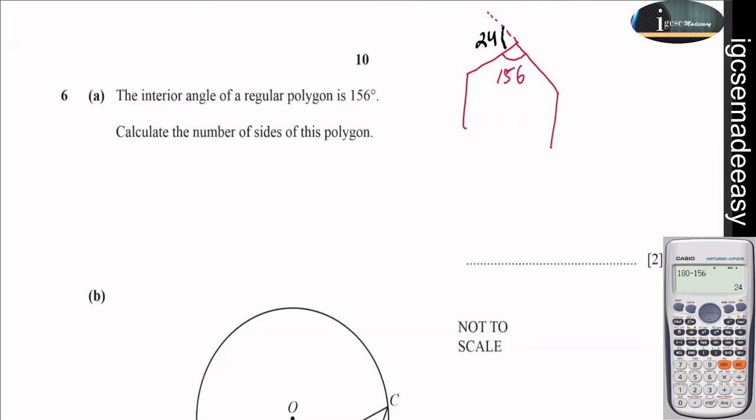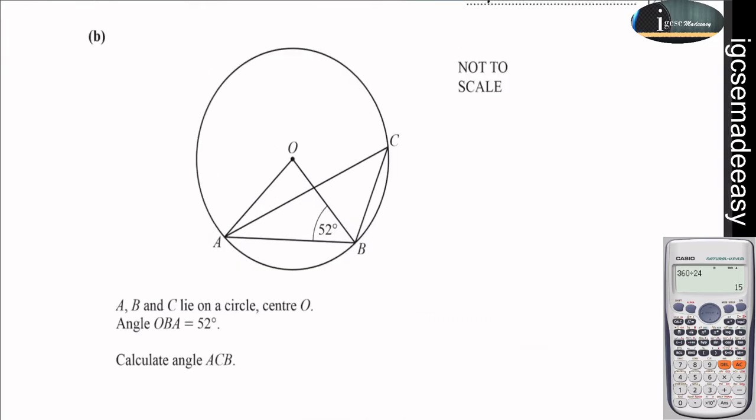So we know the relation that the sum of exterior angles will always be equal to 360. So if one of the exterior angles is 24, then we can divide 360 by it to get the number of sides. So number of sides will be equal to 360 divided by 24. If I divide that, we will get the answer 15. So the number of sides of this polygon is 15. So let's do the next question.